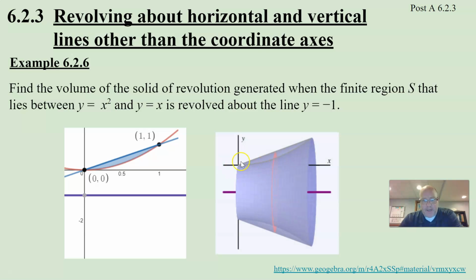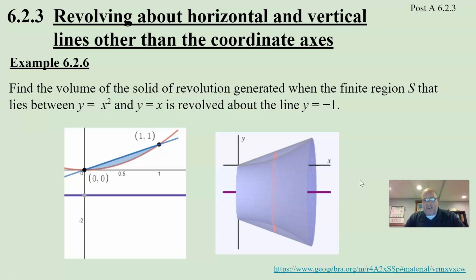Now what you're looking at here, this section right here is y equals x squared. This section right here is y equals x. This is the solid of revolution S right here, just that little area. So when we wrap this thing around, this little megaphone looking shape is all hollowed out. And then here's our center of revolution, which is the purple line right there.